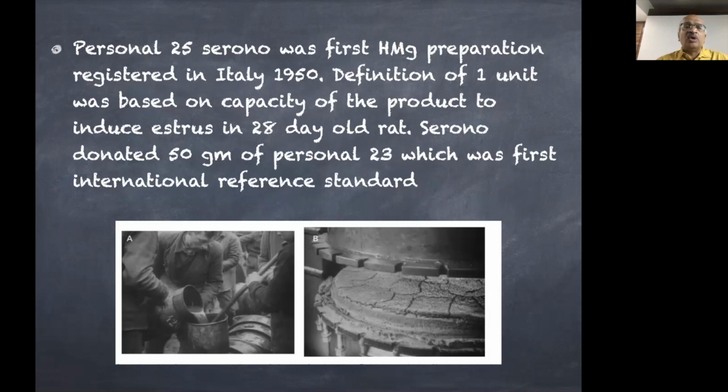Serono introduced a molecule called Pergonal 25, the first HMG preparation registered in Italy in 1950. The definition of one unit was based on the capacity of the product to induce estrus in a 28-day-old rat. Then Serono donated about 50 grams of Pergonal 23, which was the first international reference standard against which all the newer preparations of HMG had to be compared to know the potency of that particular molecule.